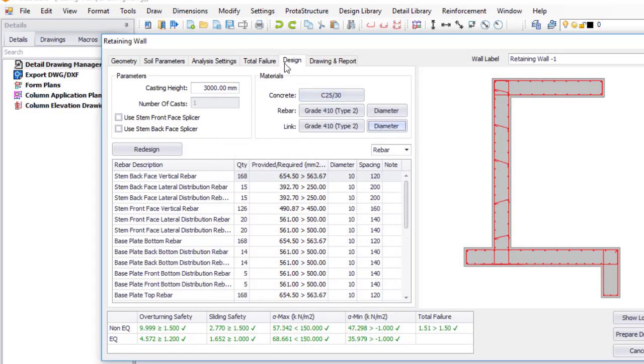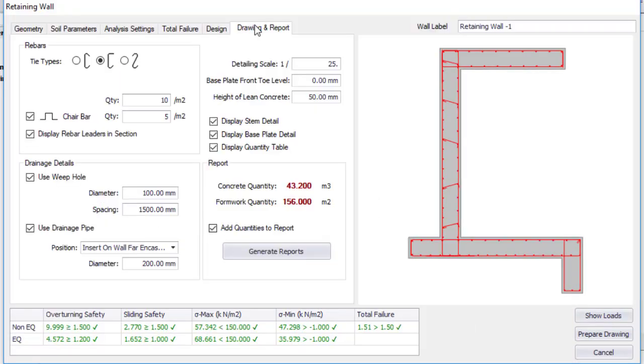But before you design, you can come to drawing and reports. Under the drawing and reports, what you need to pay attention to is the scale of the drawing. You can see this is 1:25. The other thing you have to pay attention to is the drainage details. When you have a retaining wall, you have to know how to drain it. Even though the water table is below the base of the wall, there will still be rainfall.